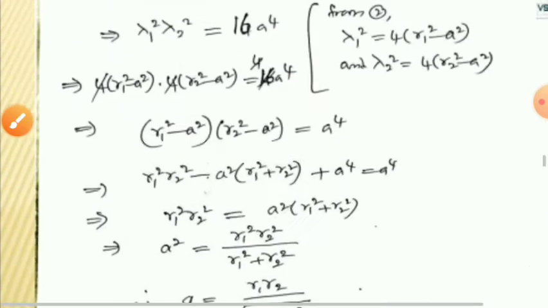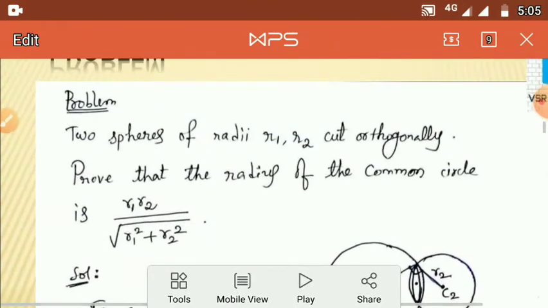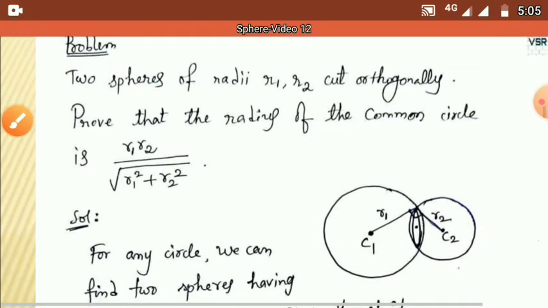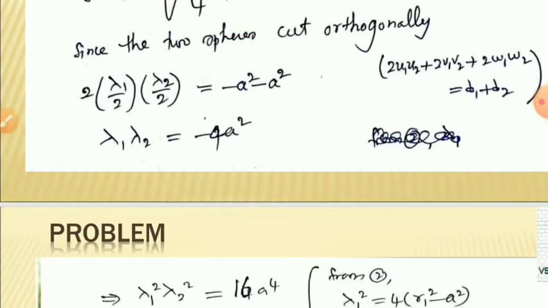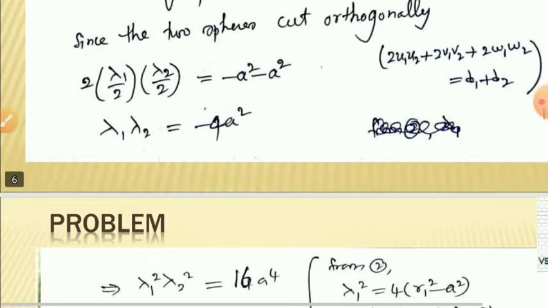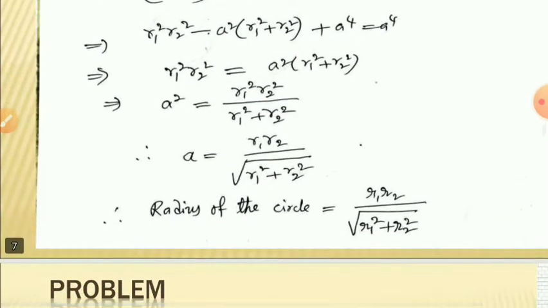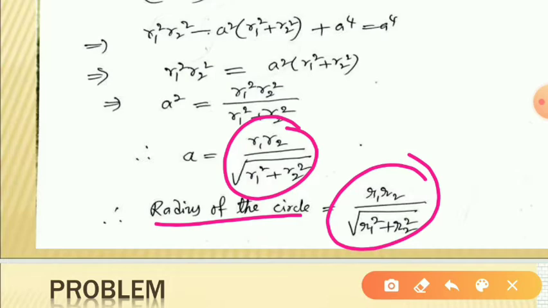So what is given in the problem? What we have to prove here? We have to prove that the radius of common circle is R1 R2 by root R1 square plus R2 square, but actually radius of common circle is a. As we have assumed that x square plus y square is equal to a square comma z is equal to 0 is the circle. The radius of the common circle is a, and we have got a is equal to like this. Therefore radius of common circle is R1 R2 by root R1 square plus R2 square, and hence this is the solution of the problem.